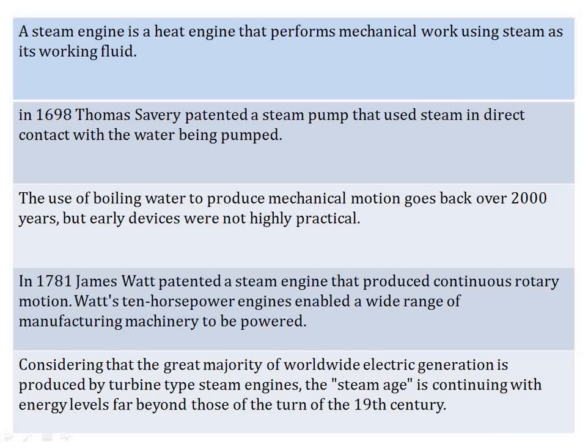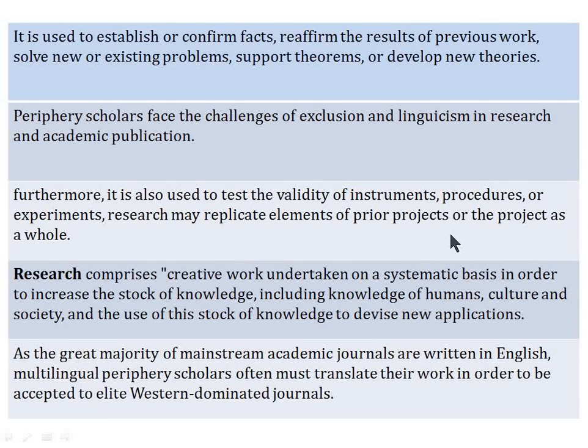Next is this one. It is used. Again, this can't be the first one. Leave it here. Periphery scholars face challenges of exclusion and linguicism in research and academic publication. So this can be the first. This is an independent sentence. Furthermore, it is also used. This can't be first again. Furthermore, it is always connected with something else, so this should be connected to any previous paragraph. So this can't be first.